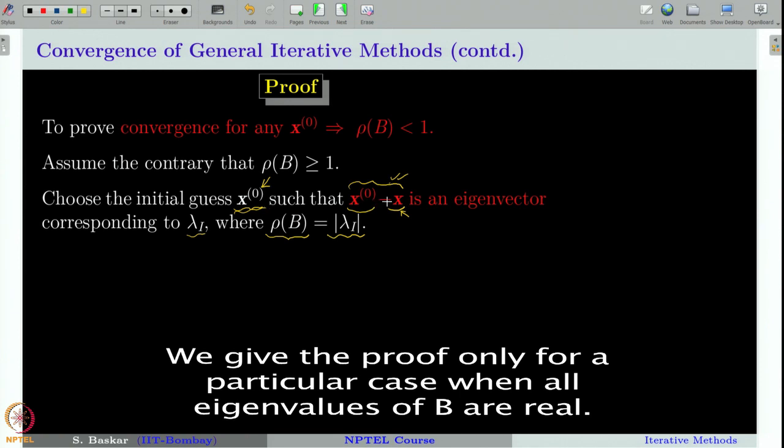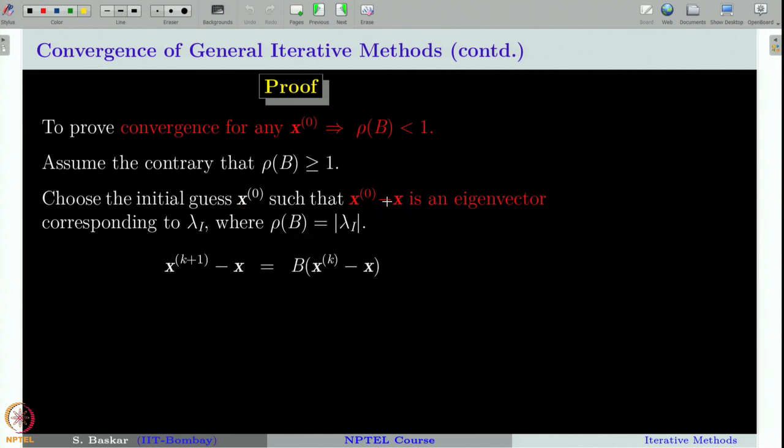Now, we will see how we are going to arrive at a contradiction. Well, let us take this term. If you recall, x_{k+1} is nothing but Bx_k plus c. That is the way we have defined the iterative sequence. The same equation also holds for x. Therefore, x should be equal to Bx plus c. Now, we are subtracting these two. Therefore, this will go off, and you will have B into x_k minus B into x, that I can write as B into (x_k minus x).